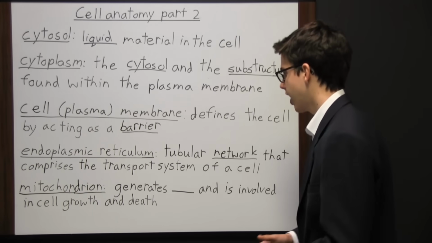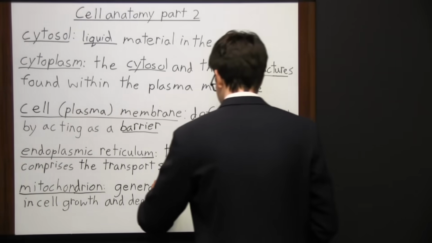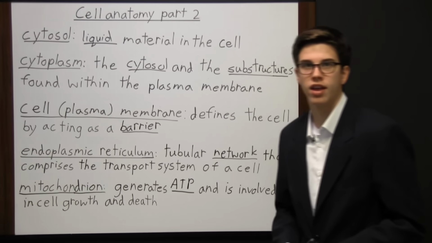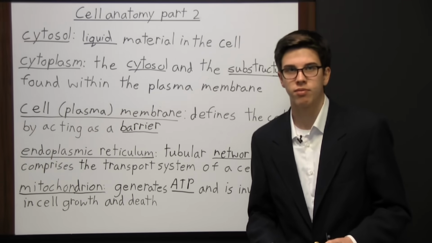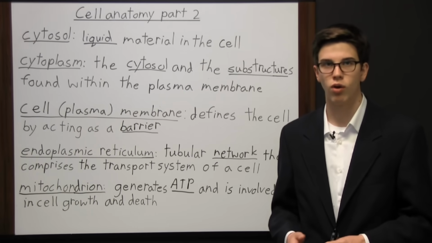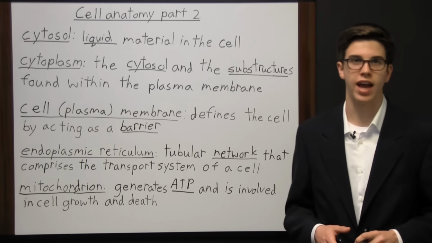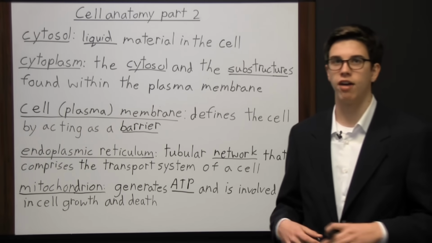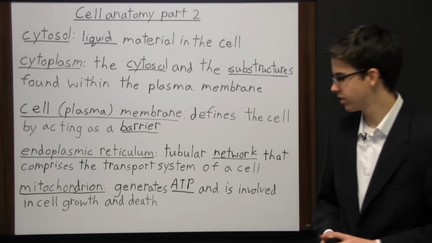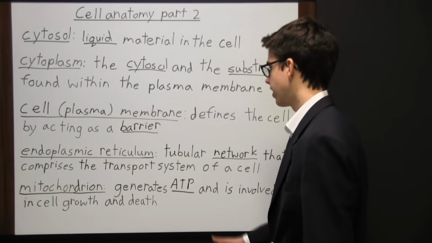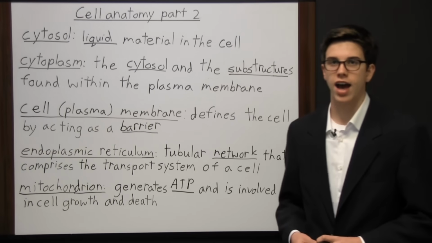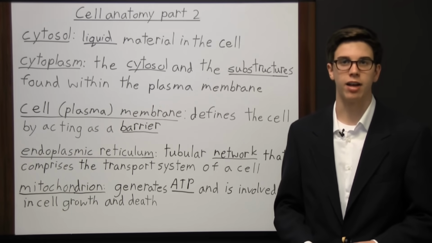And then we have mitochondrion, which generates ATP and is involved in cell growth and death. Now, the cell structures vary in terms of size and quantities. So some cells may have one mitochondrion, while others have thousands. And so mitochondrion performs various functions like generating ATP and being involved in cell growth and death. So that's a look at some parts of cell anatomy.